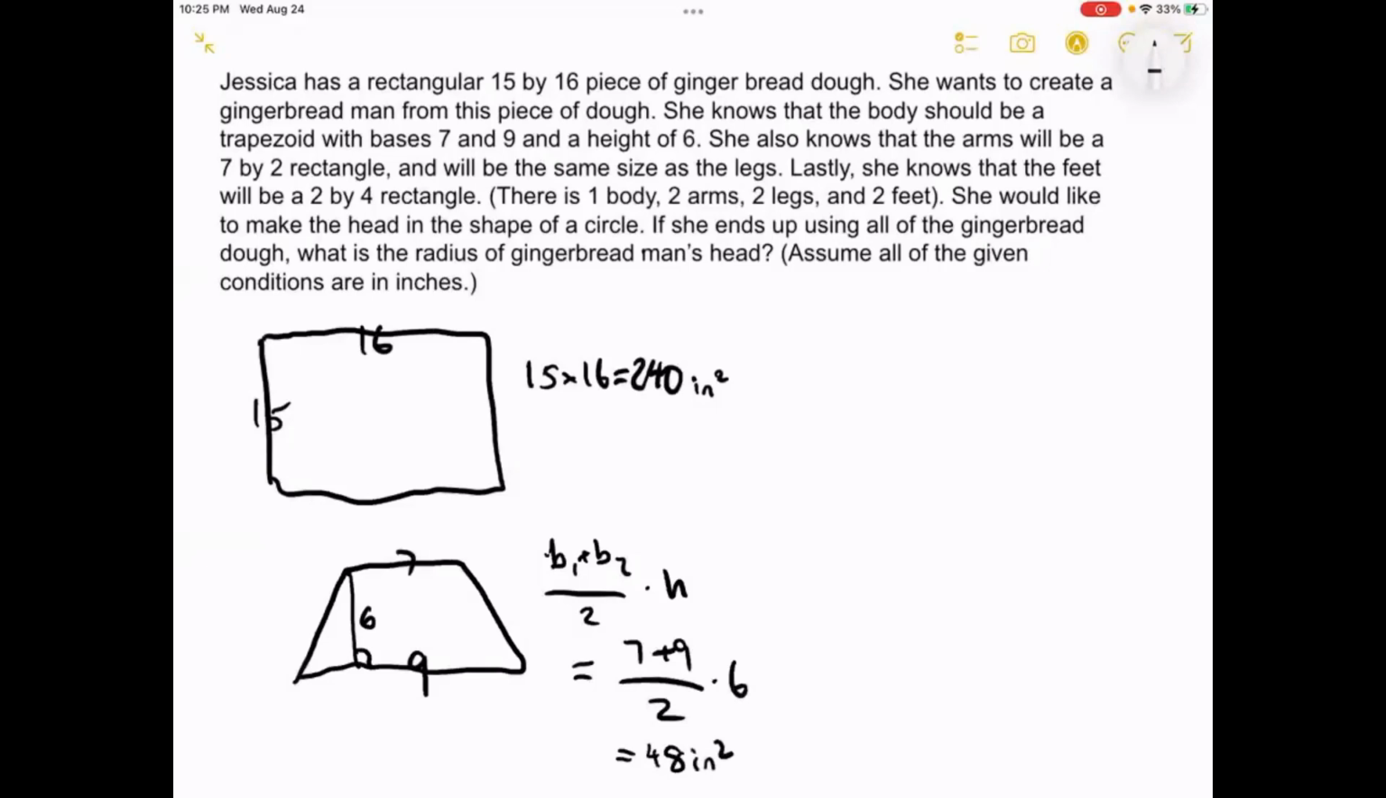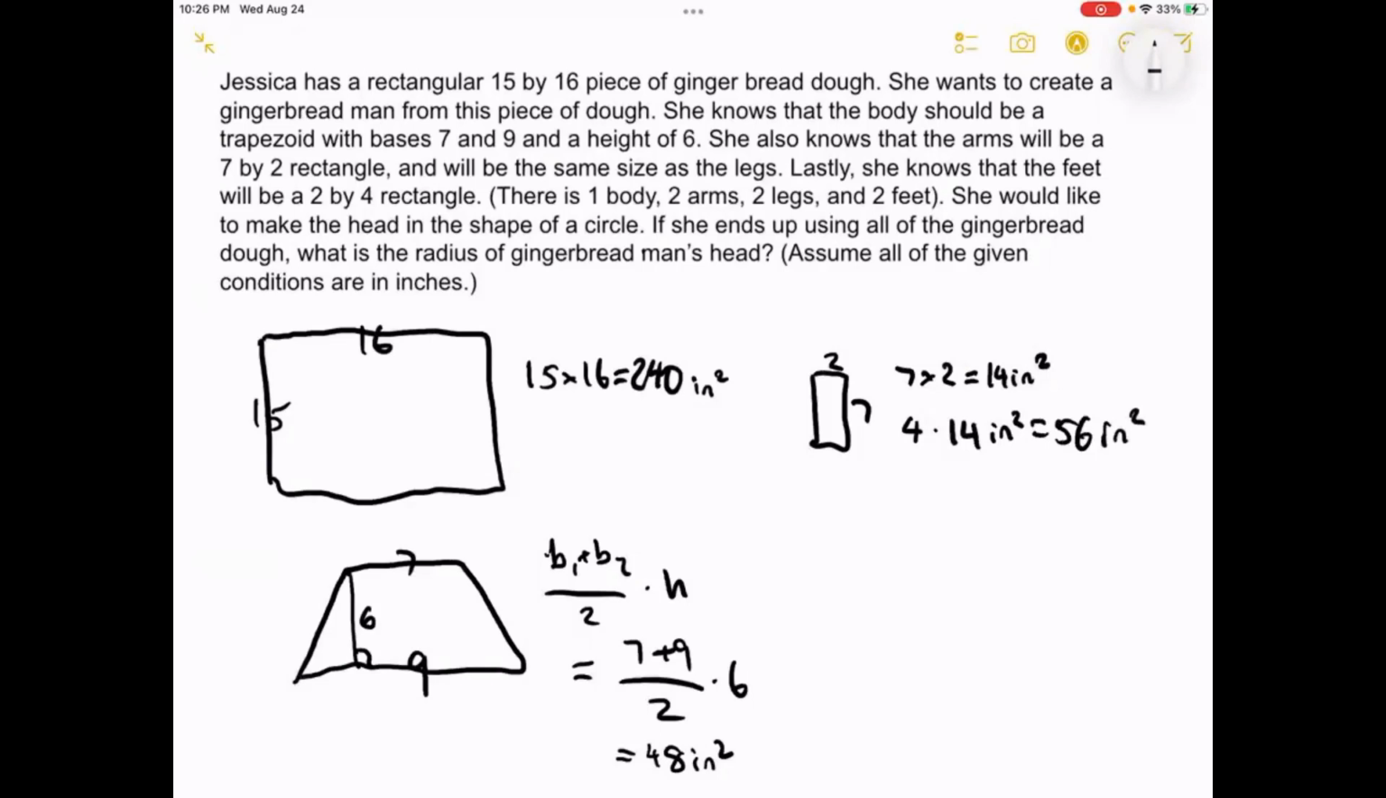Next, we have each arm and each leg is a 7 by 2 rectangle. And the area of each 7 by 2 rectangle is 14 square inches. And since we have 2 arms and 2 legs, that's 4 of these rectangular pieces in total. And this is equal to a total of 56 square inches.